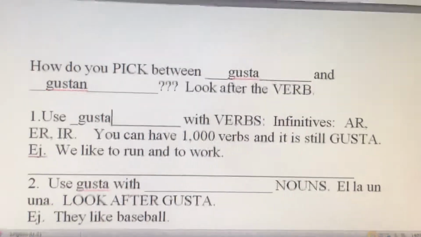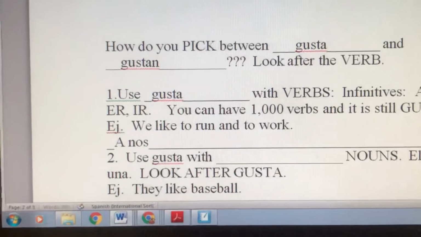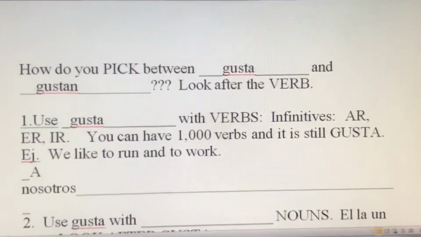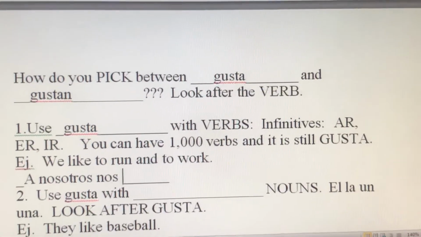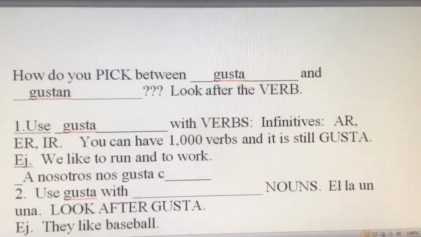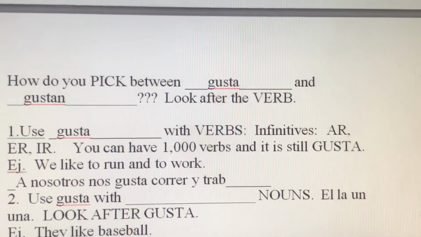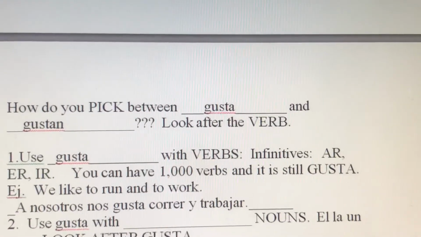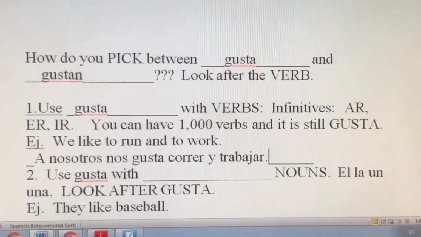So we have this example here. We like to run and to work. So that would be, I have to one-hand type, so this is slower than usual, a nosotros nos, and it's singular gusta because what's going to come after it are infinitives. Correr y trabajar. It doesn't matter that there are two infinitives. As long as you have any infinitives at all, you could have 1,000 infinitives and it's still going to be gusta, the singular one. Okay, you use gusta.